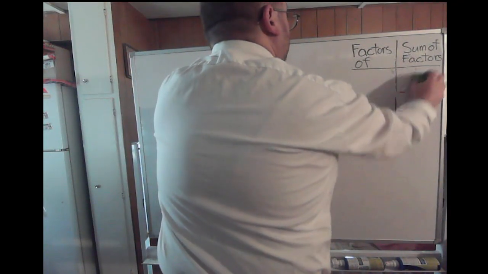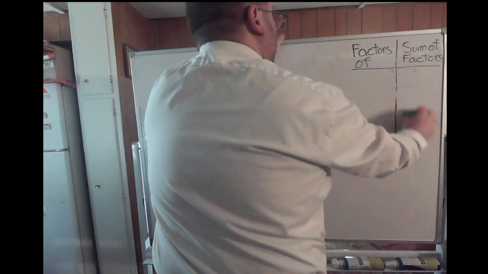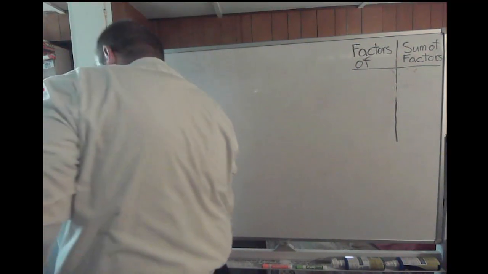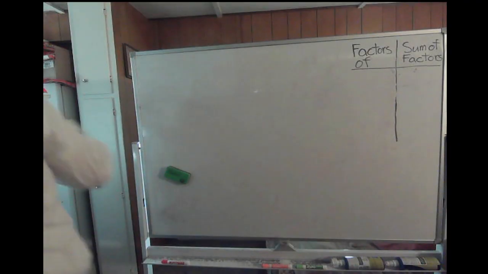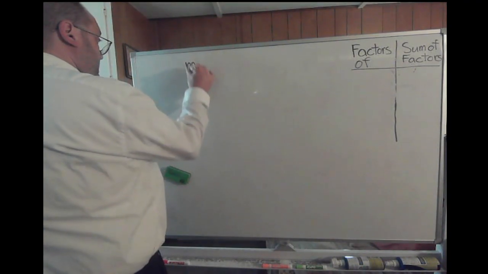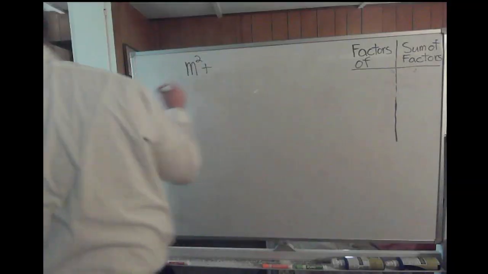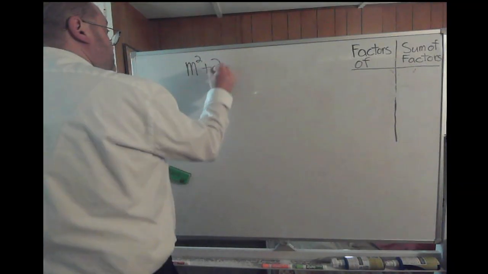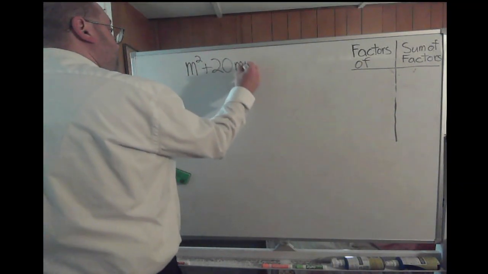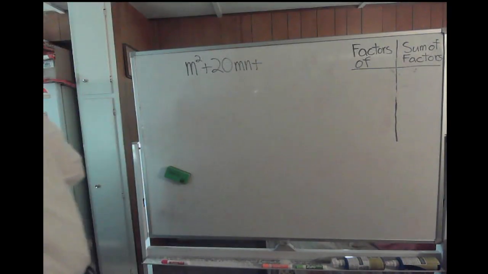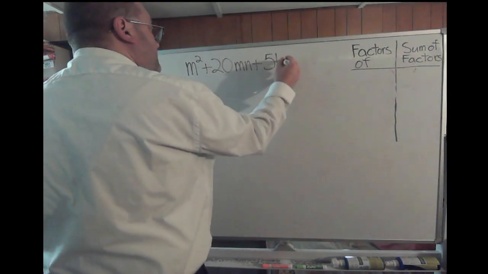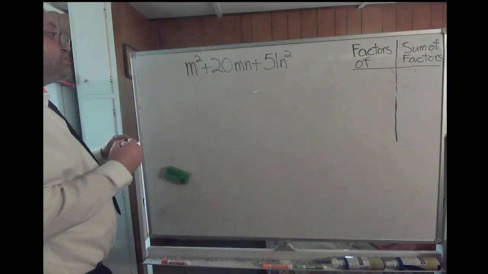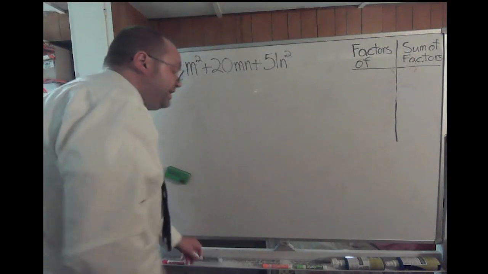I got 2 more examples, then we'll be done for the day. Alright. Got m squared plus 20mn plus 51n squared.